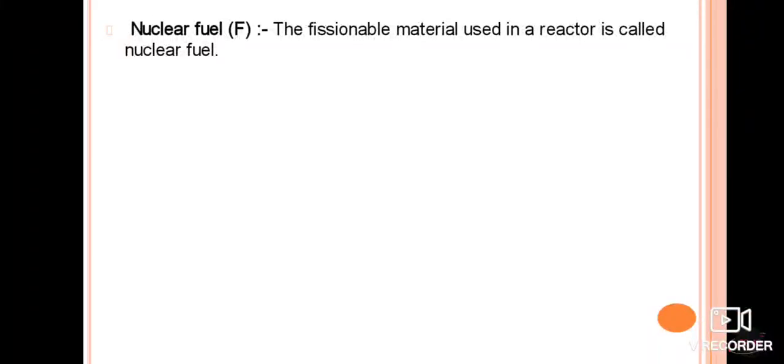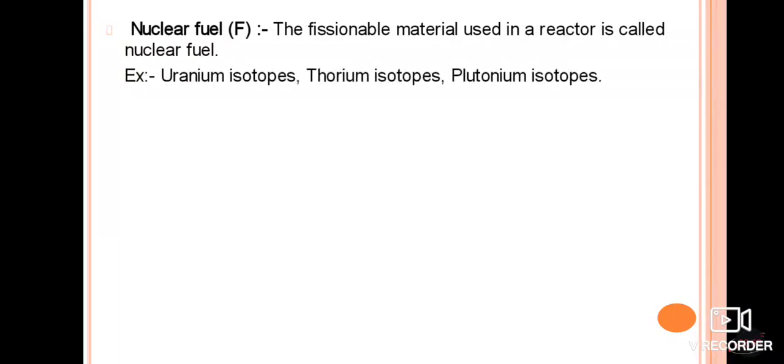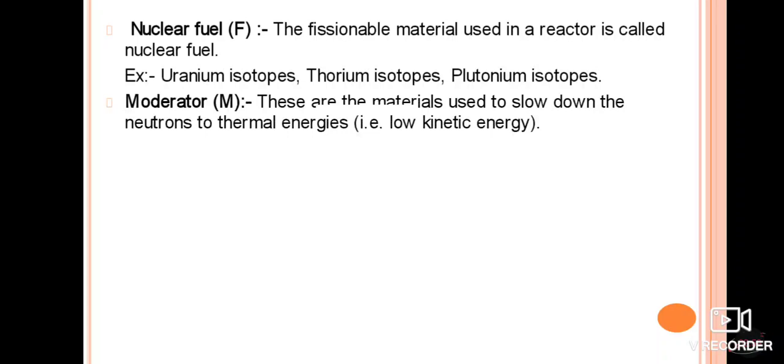The material generally used is uranium, as we already know. Examples are uranium isotope, thorium isotope, as well as plutonium isotope. These are the materials used as fuel here. Next, coming to the second point, that is the moderator. Moderators are the materials which are used to slow down the neutrons to thermal energies, that is, for the low kinetic energy purpose.